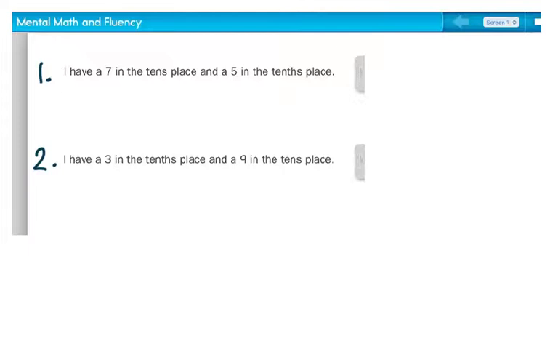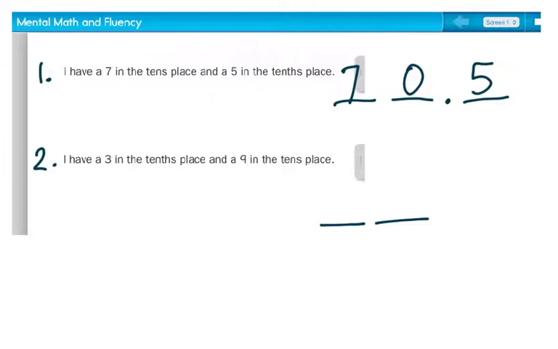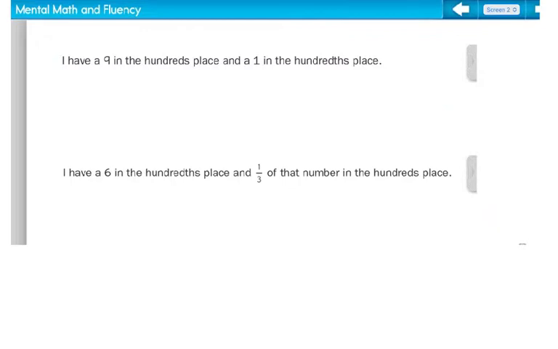So number 1, a 7 in the tens place and a 5 in the tenths place. And in this case, we put a 0 there because it doesn't say that there's any number in the ones place. So 70 and 5/10. Number 2, I have a 3 in the tenths place and a 9 in the tens place. A 3 in the tenths place and a 9 in the tens, I would have 90 and 3/10. Go ahead and erase.